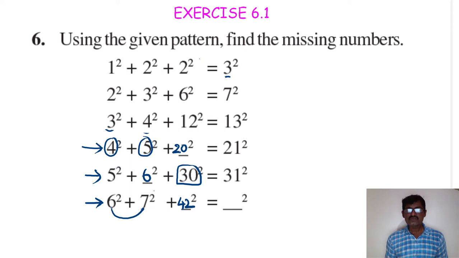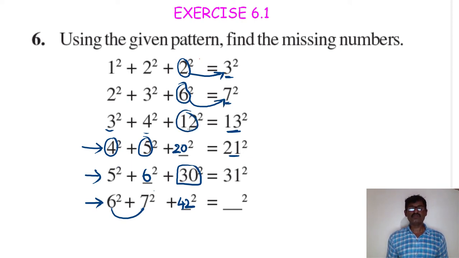Here we have 3 square, here 7 square, here 13 square, then 21 square, then 31 square. You see here 2 we have. 2 plus 1 is 3, so 3 square here. Next 6 we have here. 6 plus 1 is 7, so 7 square here.